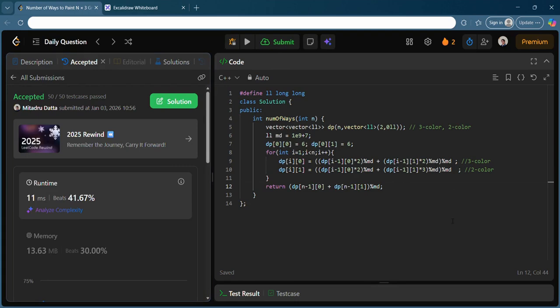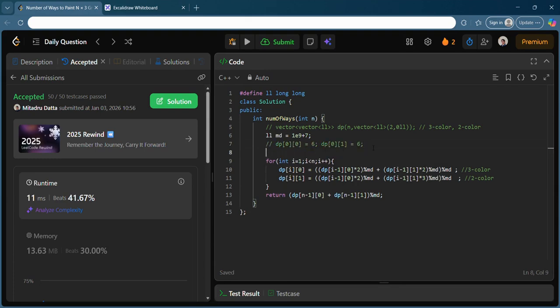Can you optimize it further? If you see, for the calculation of the ith dp, I only need the i minus 1. I do not need the i minus 2, i minus 3 and so on. So it is pointless to use this whole dp over here. Instead, I can just have two variables. I can call one color3, and I can call the other color2.